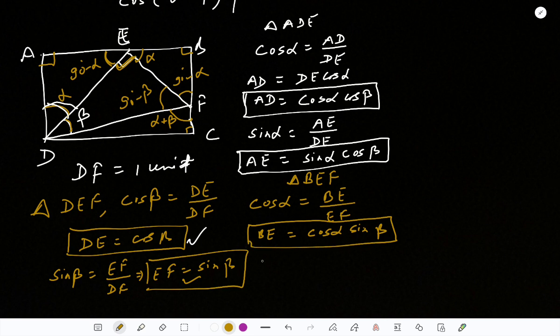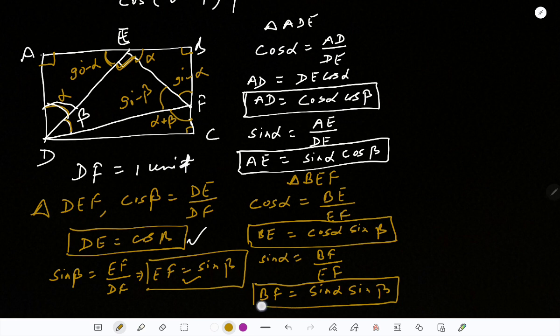Now try to find sin alpha in here. Sin alpha in this triangle is perpendicular, that is BF, upon hypotenuse, that is EF. So you will write BF by EF as sin alpha, and EF is sin beta. That means BF will become sin alpha sin beta. You did many things right here.